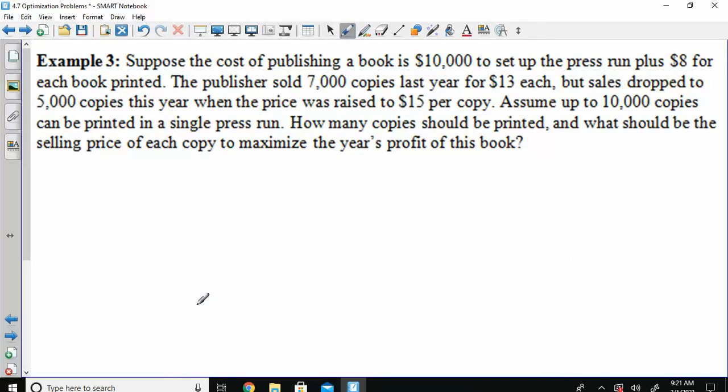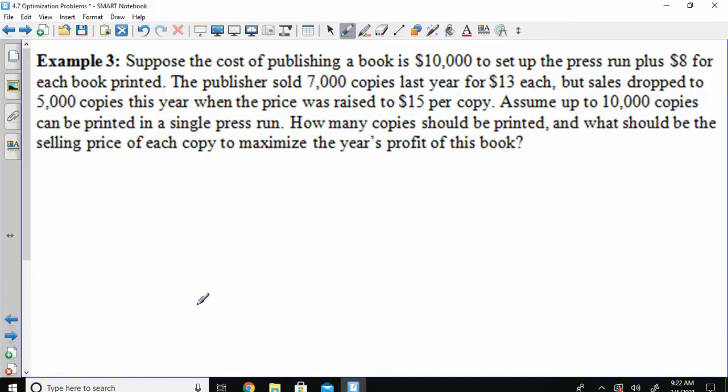One example for today, and then we're going to stop. The cost of publishing a book is $10,000 to set up the press run, plus $8 for each book printed. Okay, let's stop right there.